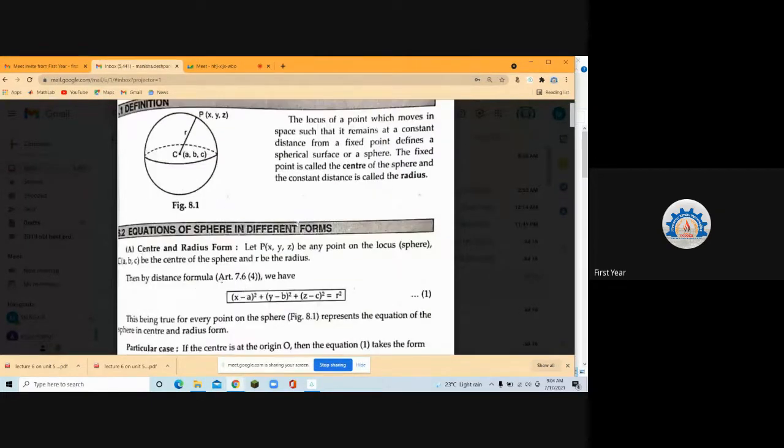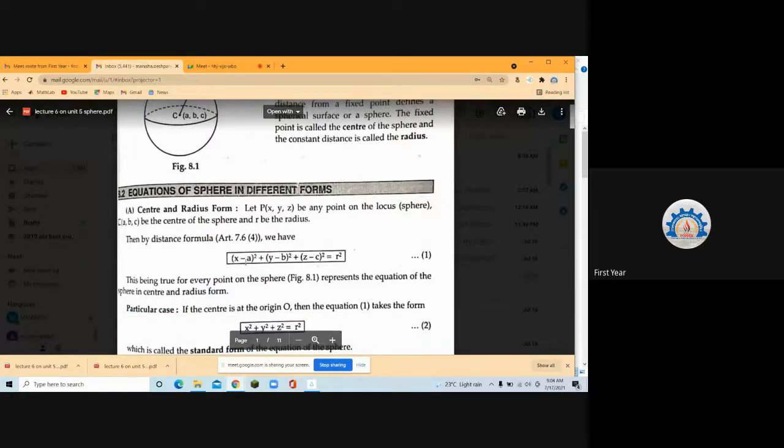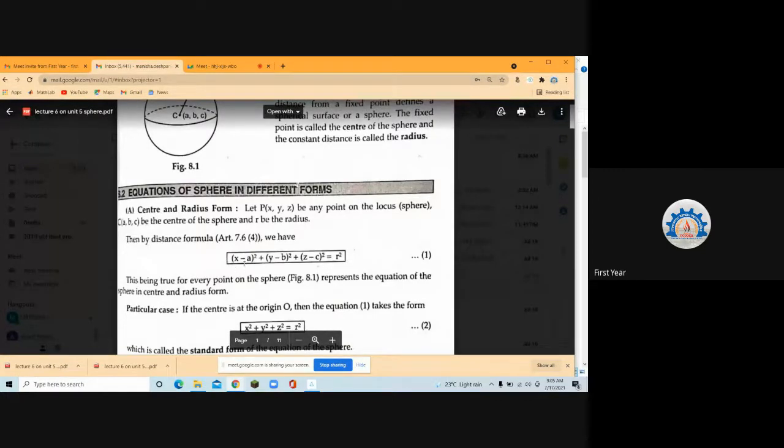So can you see this equation of sphere in center radius form? If center is a comma b comma c and radius is r, then it is given by x minus a the whole square plus y minus b the whole square plus z minus c the whole square is equal to r square. Is this clear? Yes, ma'am. Okay, it's very simple, as it's the extension of circle in 2D to 3D, which will give you the equation of sphere in center radius form.